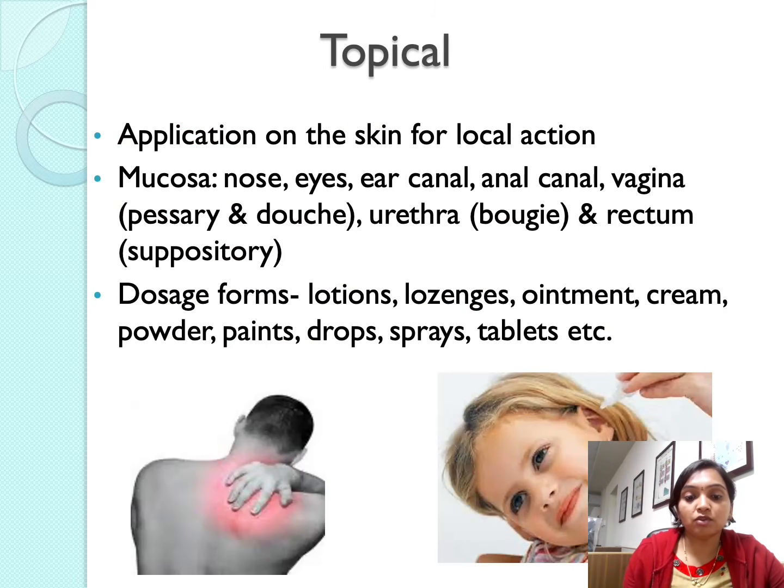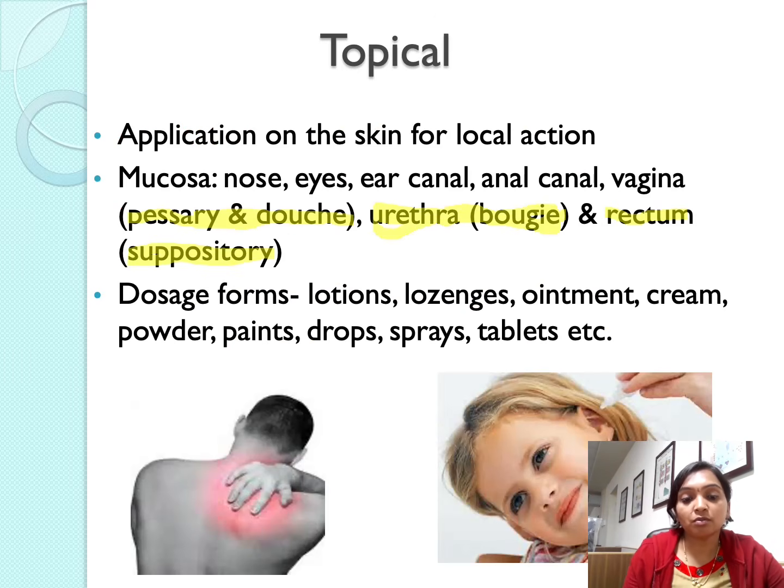So now the topical routes of administration. Usually here the drugs are administered over the skin for local application, also on the mucosal surfaces like nose, ears, anal canal, vagina. Something which is kept in the vagina is called a pessary. Something which is used through the urethra is called a urethral bougie. Through the rectum it is suppositories. Please remember these names, as it is usually asked as an MCQ.